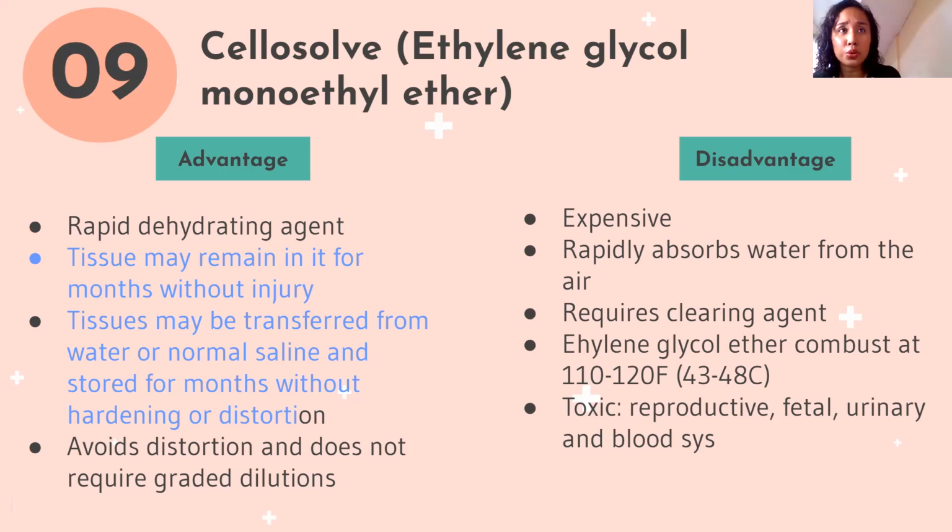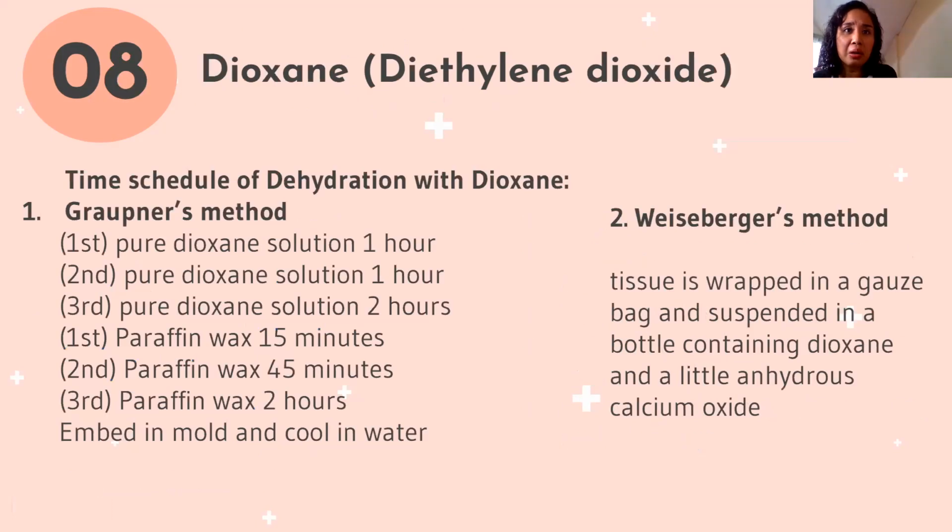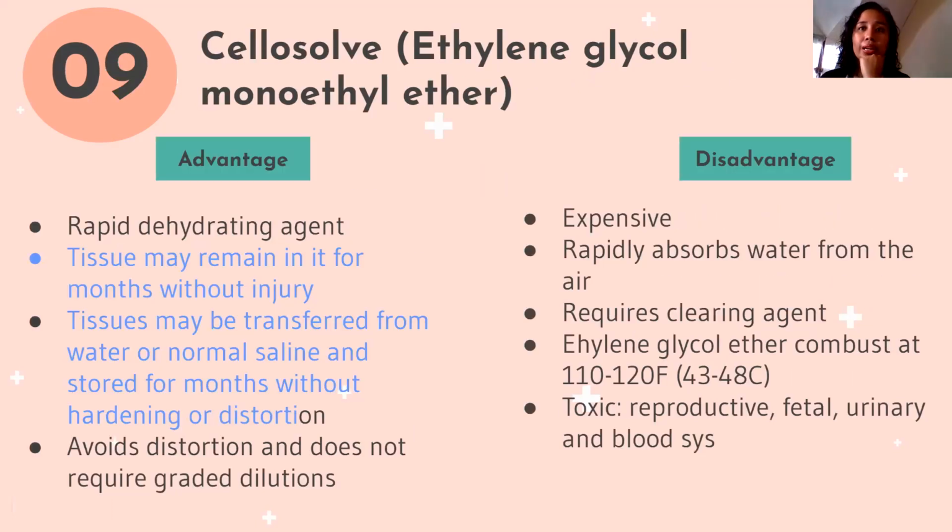No graded dilution. You don't dilute Cellusol. Dioxane na rin naman, you don't dilute it. It's expensive. It rapidly absorbs water from the air. Requires a clearing agent. Plus, it contains ethylene glycol, which can combust at 43 to 48 degrees Celsius. You have to be careful. It's combustible and it's toxic. It could affect reproductive, fetal, urinary, and blood system.